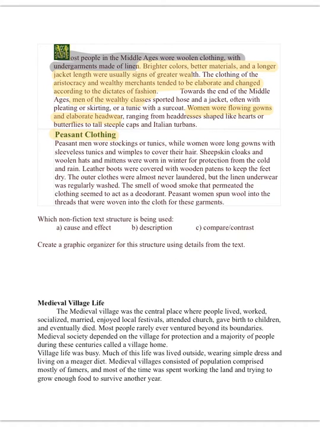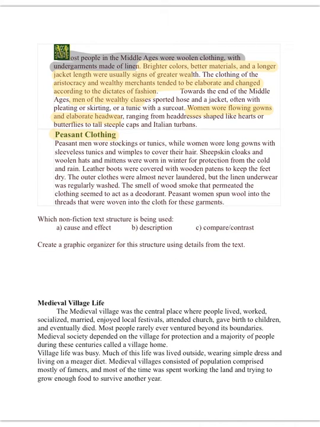So this particular passage is clearly a compare-contrast, because the first paragraph is strictly about the clothes of the wealthy, and then the second paragraph is about peasant clothing. And then if we were to make a Venn diagram, what we would put in the middle, what the two groups share, is that their clothing was woolen and their underwear was made of linen.